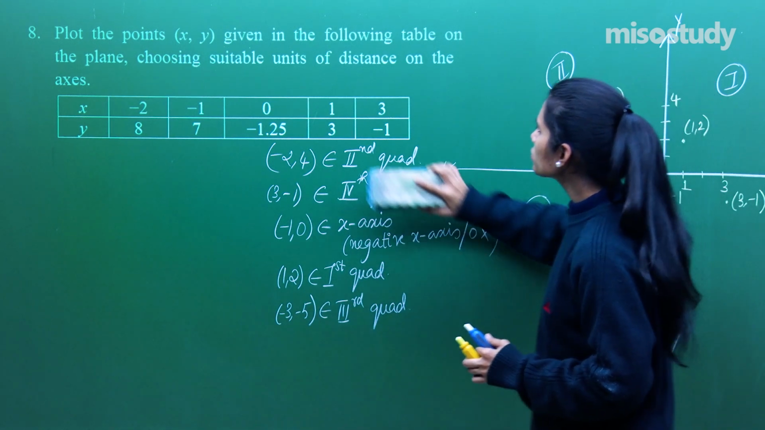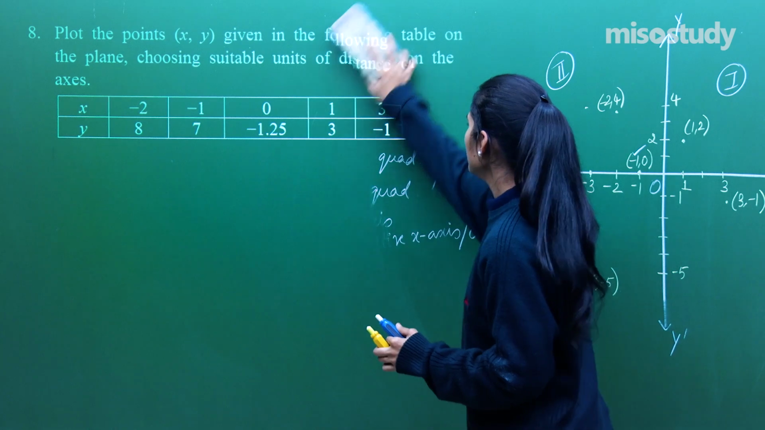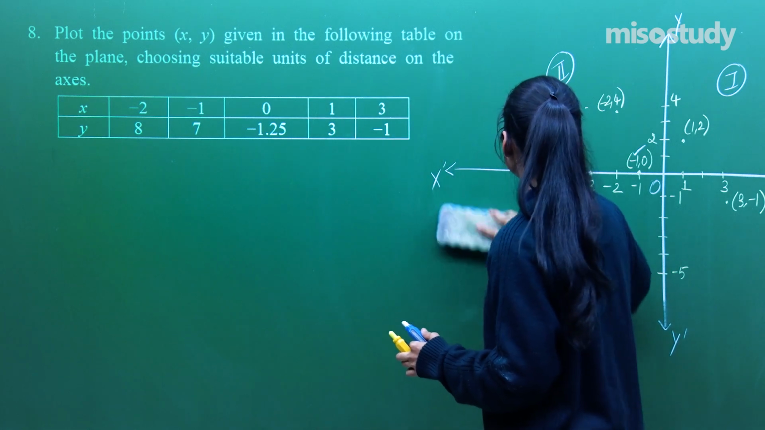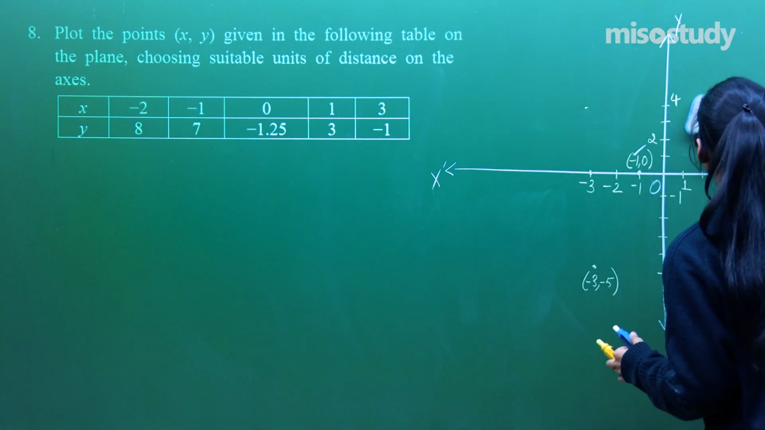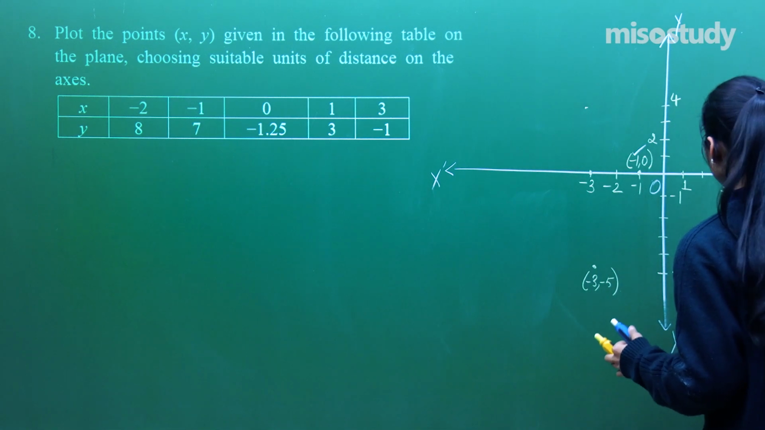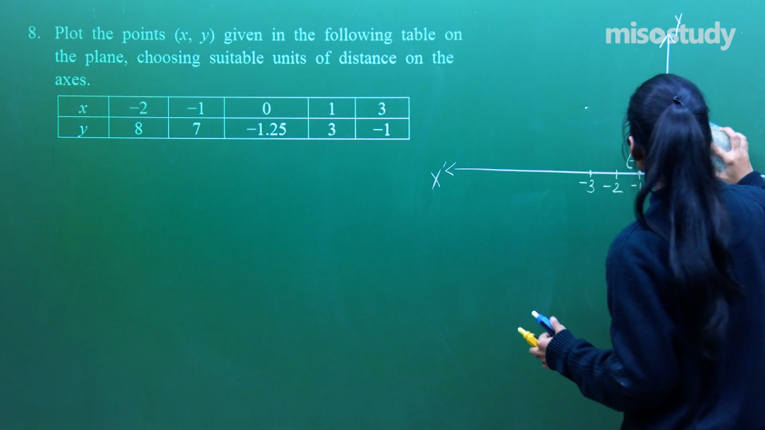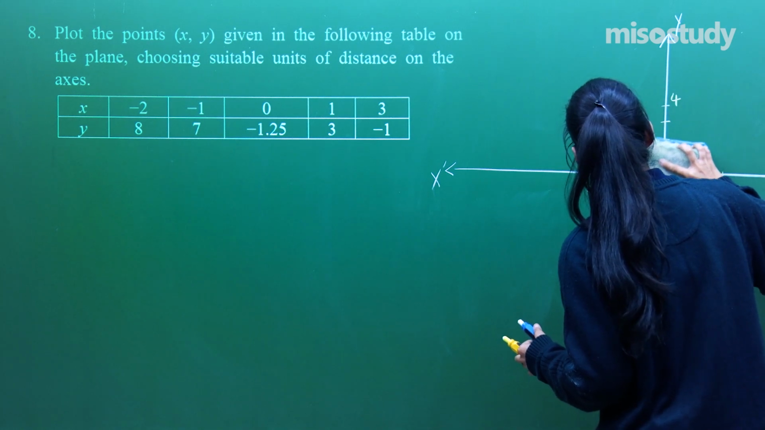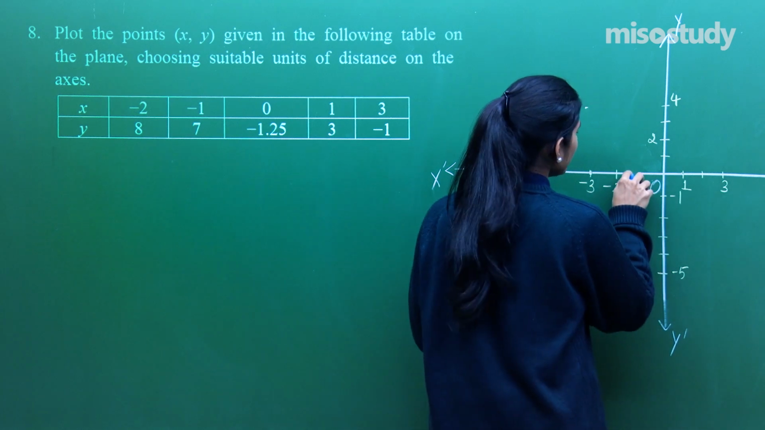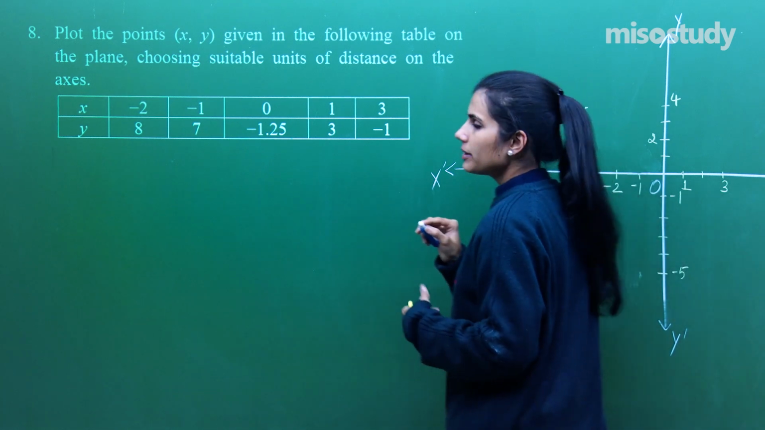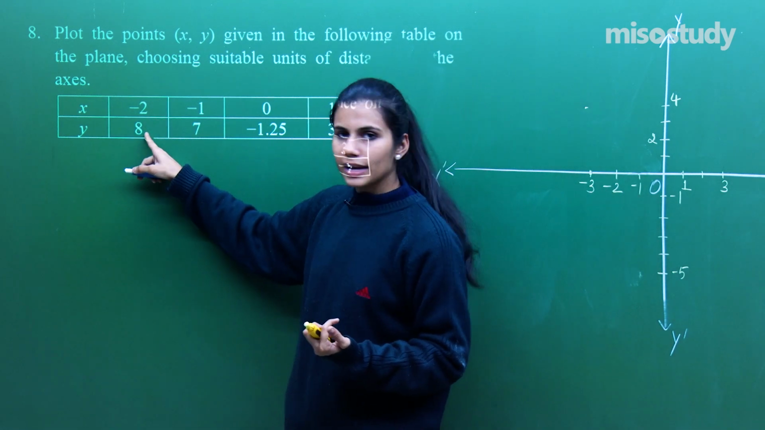on the plane, choosing suitable units of distance on the axis. So we again have to plot only, right? We again have to plot the points. Let's begin the plotting of these points in the plane. So how would you be plotting the points? Now over here, given in the form of a table are points only. X coordinate is given, y coordinate is given.